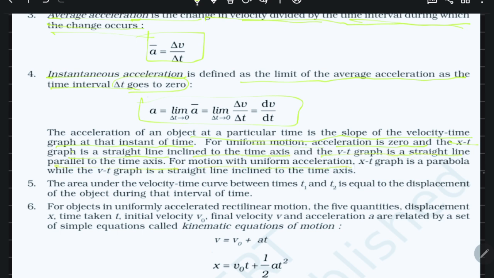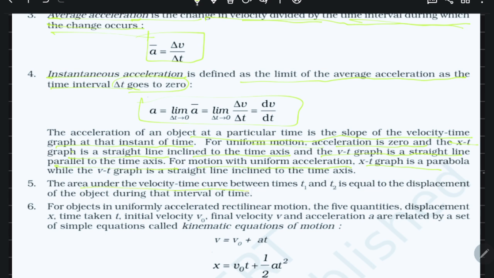For uniform motion, acceleration is 0 and the position time graph is a straight line inclined to the time axis and the velocity time graph is a straight line parallel to the time axis. For a motion with uniform acceleration, the position time graph is a parabola, and the velocity time graph is a straight line inclined to the time axis.